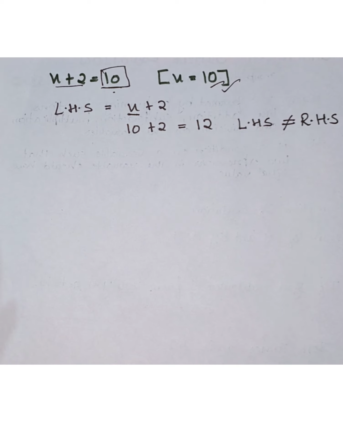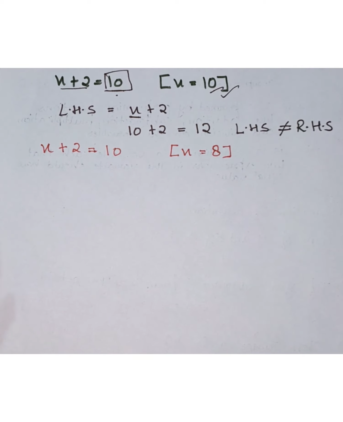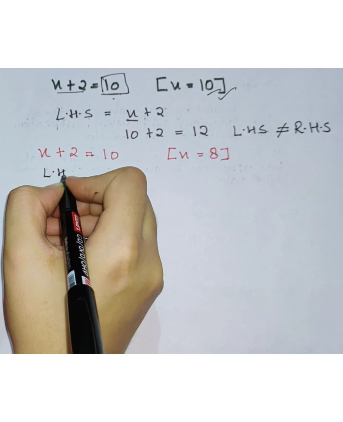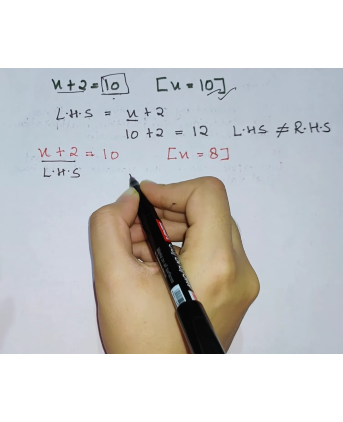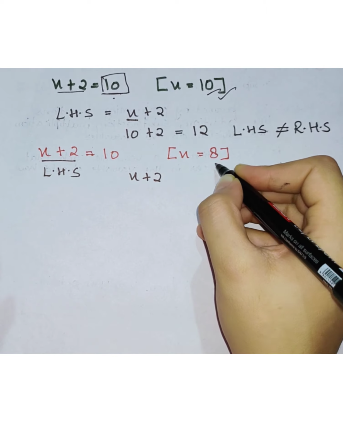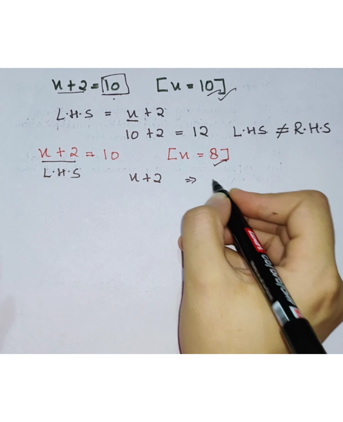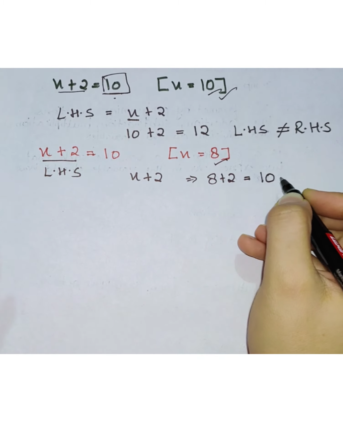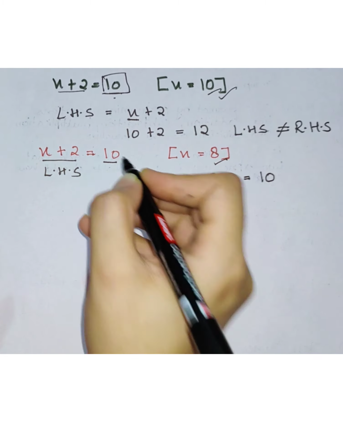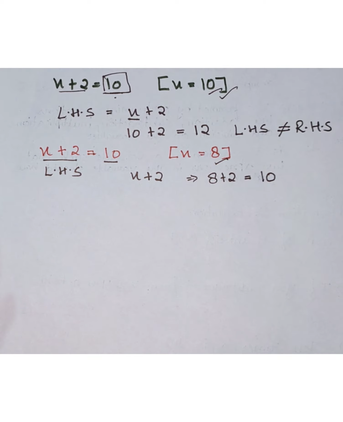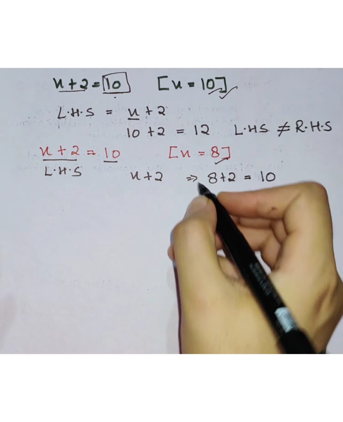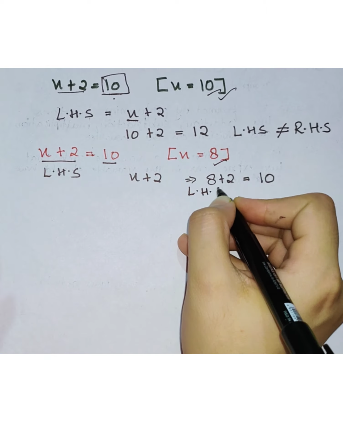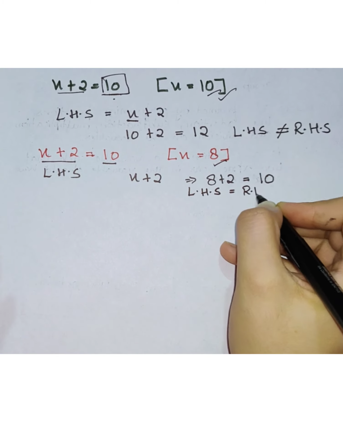Now let us take one more example. x plus 2 is equal to 10, where the value of x is 8. So you will take the left hand side. Our left hand side is x plus 2 and the value of x given to us is 8. So 8 plus 2 is equal to 10, and the right hand side is also 10. It means the value x is equal to 8 satisfies the given equation. So we'll write left hand side is equal to right hand side.